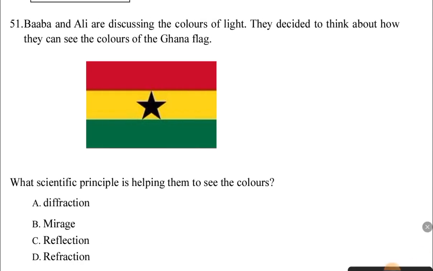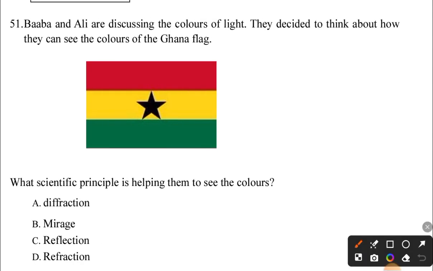Question 51. Baba and Ali are discussing the colors of light. They decided to think about how they can see colors of the Ghana flag. What scientific principle is helping them to see the colors? A. Diffraction. B. Mirage. C. Reflection. D. Refraction. The answer to question 51 is C. Reflection.